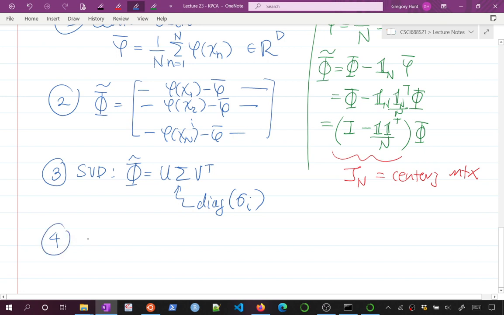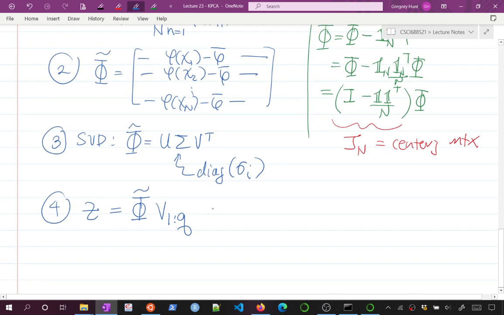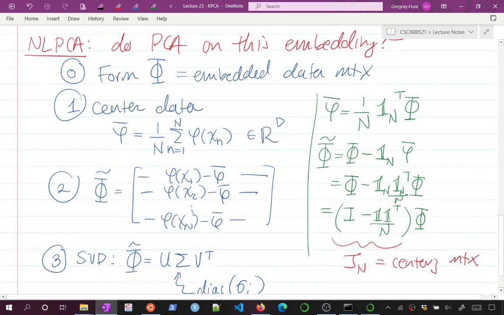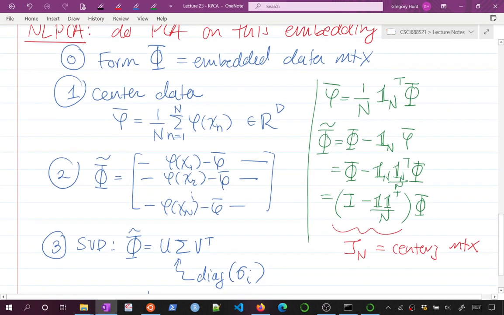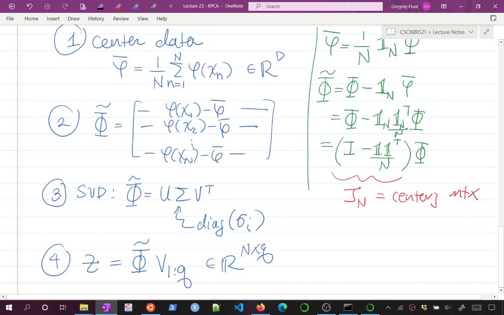And then the fourth step is that I want to form my principal components. Usually I called those Z before. What do we do? We take phi tilde and we project it onto that space. So we take the first q columns of V, and this will give us Z. And so here, this thing is a matrix. It has my n observations, and it has q columns. So this is basically what people call nonlinear PCA. All you do is you have some embedding map, you embed your data into the higher dimensional space, and then you do PCA on that.